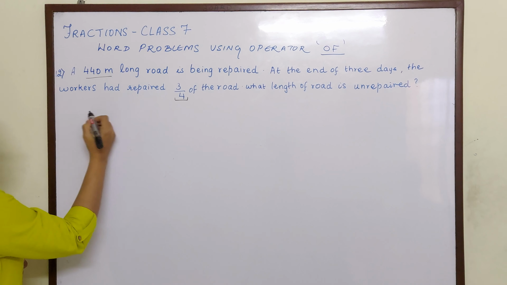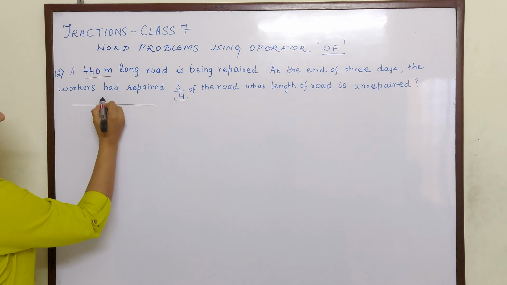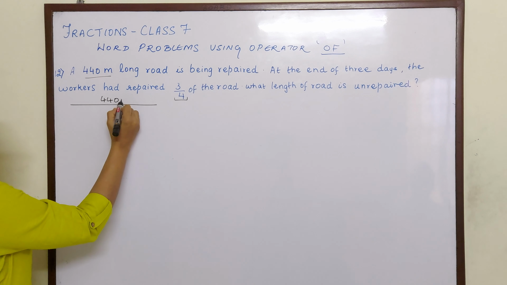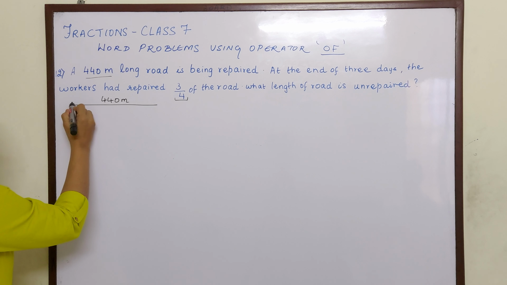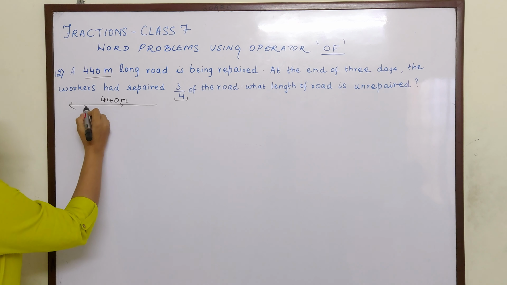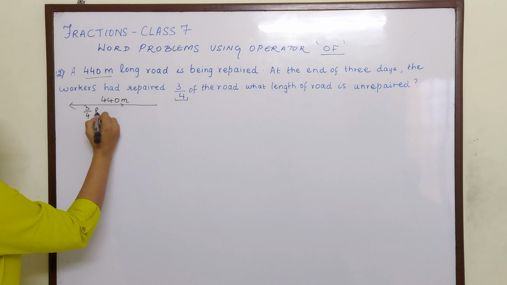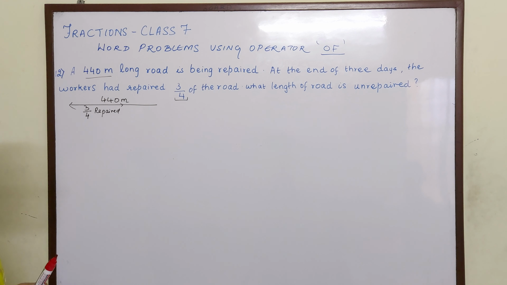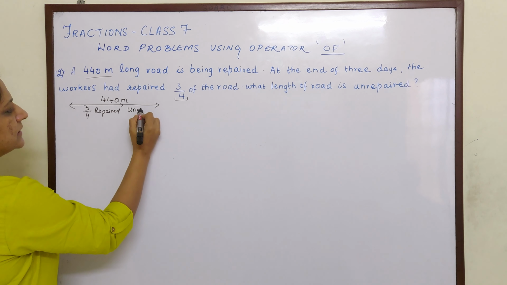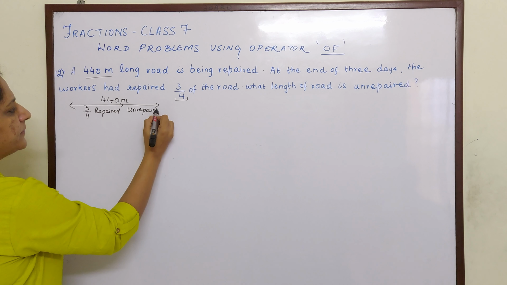Now they have given that there is a road, children, that road is 440 meter long. After 3 days, they have completed 3/4 of the road. That means they have finished repairing 3/4 of the road. And now they have asked what length of road is unrepaired. So we have to first find out the fraction of unrepaired road.